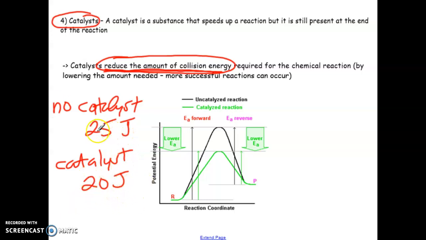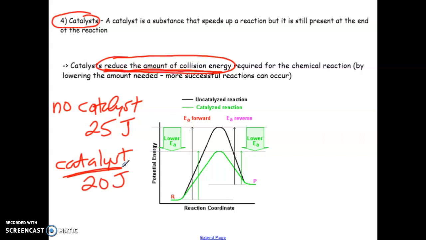What that means is, before, if I had two particles colliding with 20 joules, there would be no reaction. But now with the catalyst, if they collide with 20 joules, there will be a reaction. So essentially this does not change the number of collisions, but it will change the number of successful collisions because it lowers the amount of energy needed.